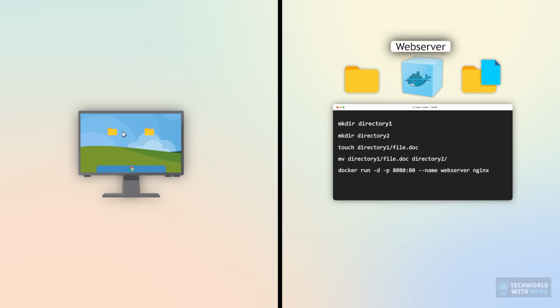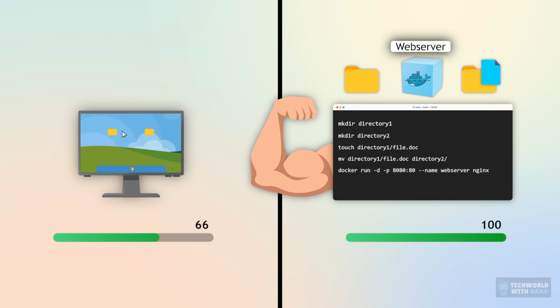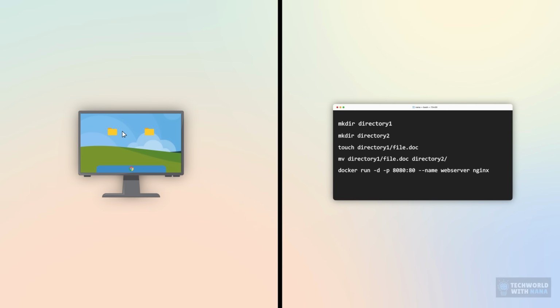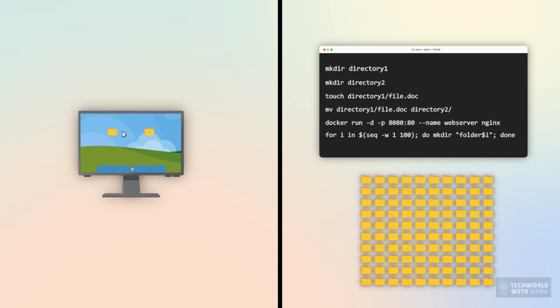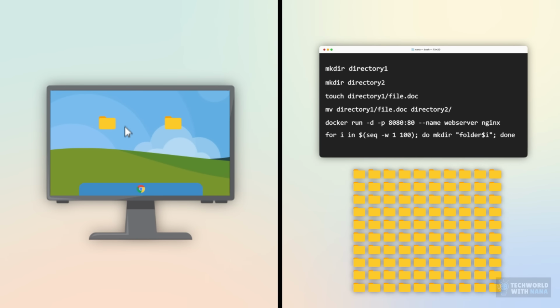And CLI is much more powerful than GUI. And it's faster if you know what you're doing. For example, if you want to create 100 folders, you can create them all at once with one single command on CLI. While manually in GUI, you will have to create each folder one by one.